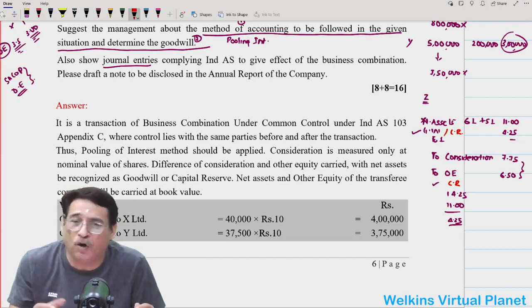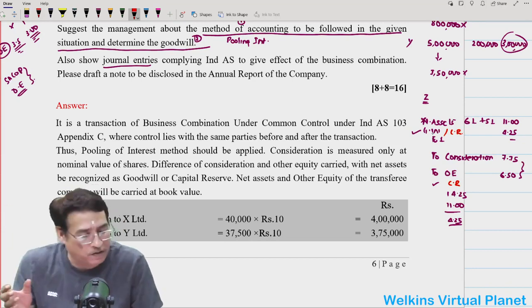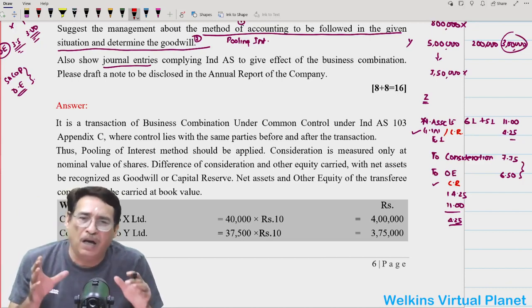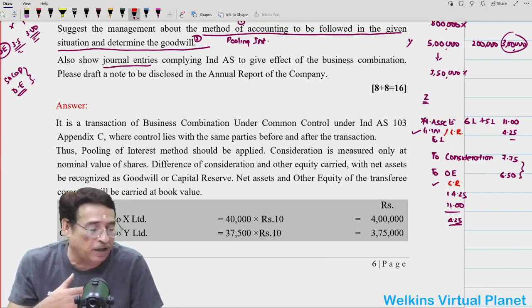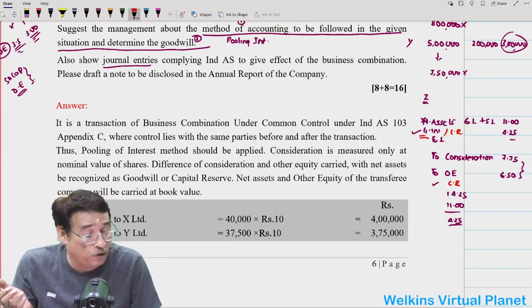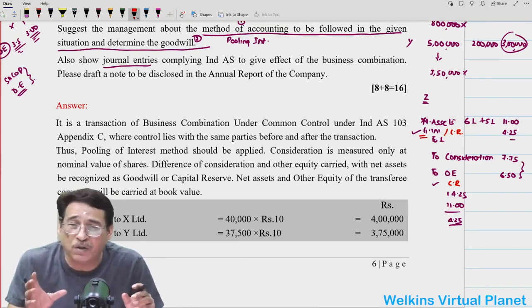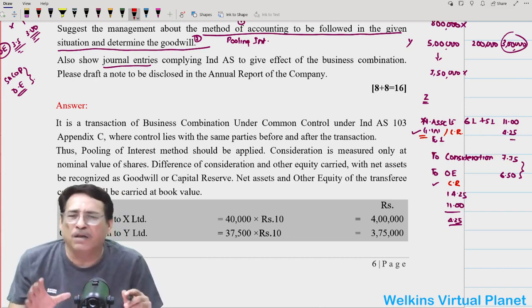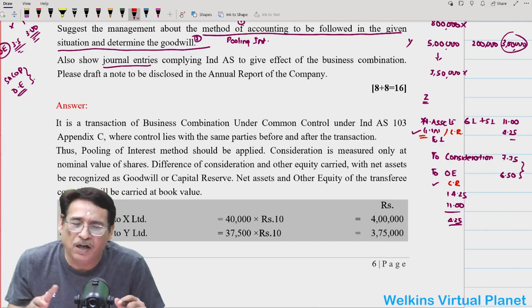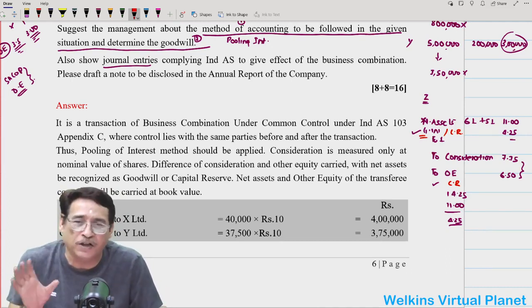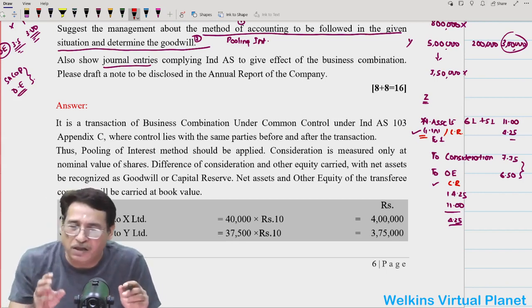Why am I saying so? Although in your module, it is written goodwill. Even during the lectures, if you must have noticed, I had stressed this point that in my opinion, the institute's policy of writing goodwill in case of common control is, I'm not saying wrong, this is my personal opinion, it's not perfect. Because if you go through Appendix C, Appendix C deals with common control.